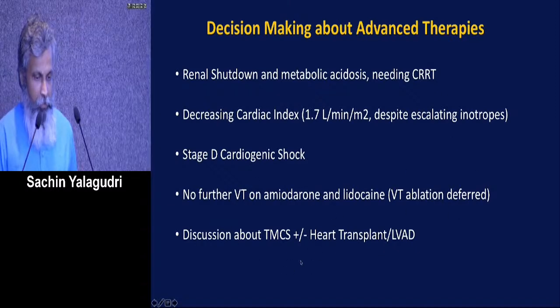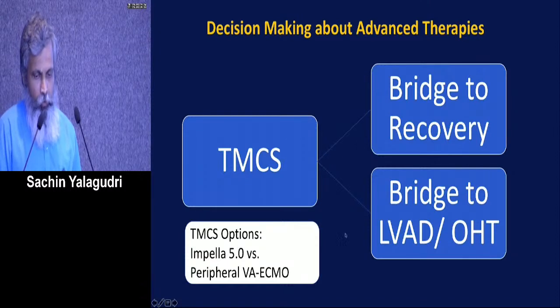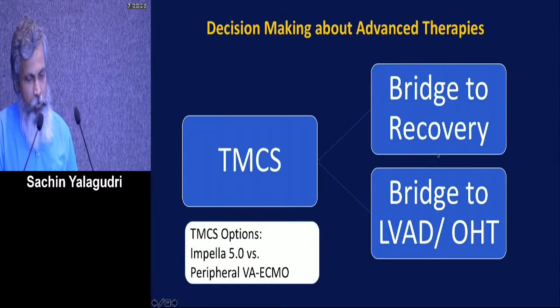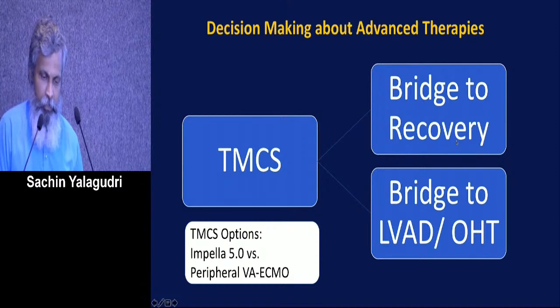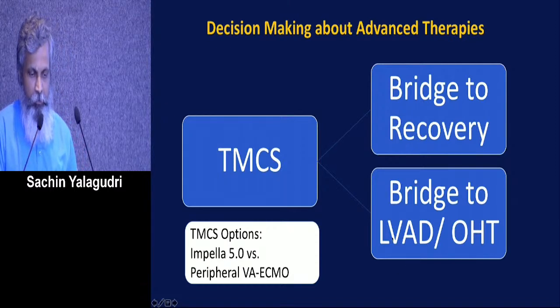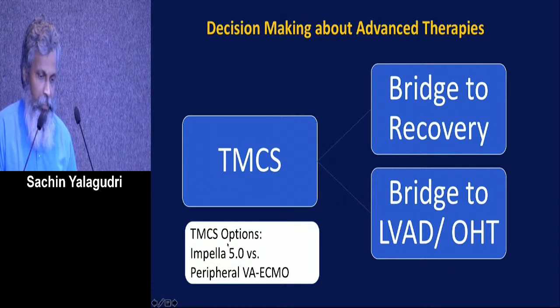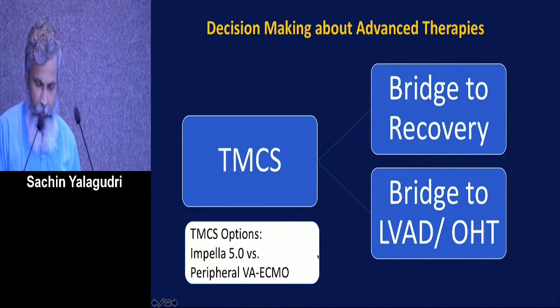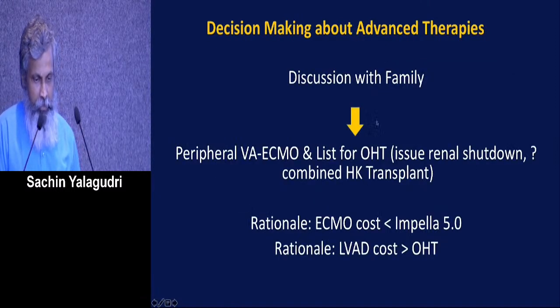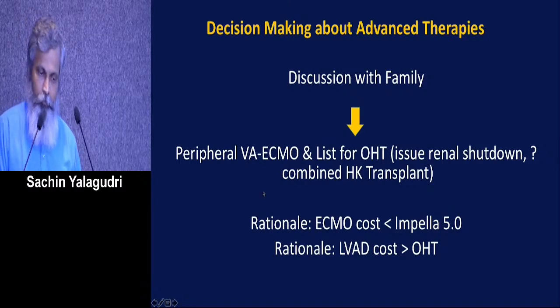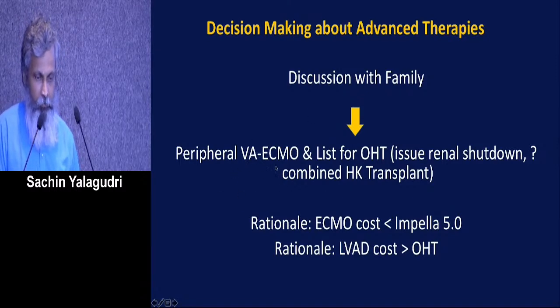Now the consideration was about mechanical support versus heart transplant versus an LVAD. So now we have options here because it's already a severely dysfunctional heart, whether to consider bridge to recovery or bridge to LVAD, but the immediate decision was that he needs mechanical support for sure. So the discussion was about Impeller versus peripheral VA-ECMO. Considering the discussion with the family and their financial background, peripheral VA-ECMO was decided, and the plan was to list for an orthotopic heart transplantation.